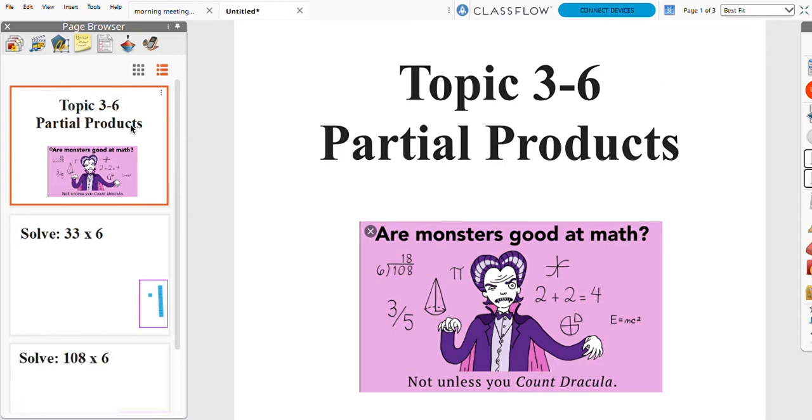So before we move into that, I want to read this joke to you. Are monsters good at math? Not unless you count Dracula. Get it? Count Dracula. So let's move on.